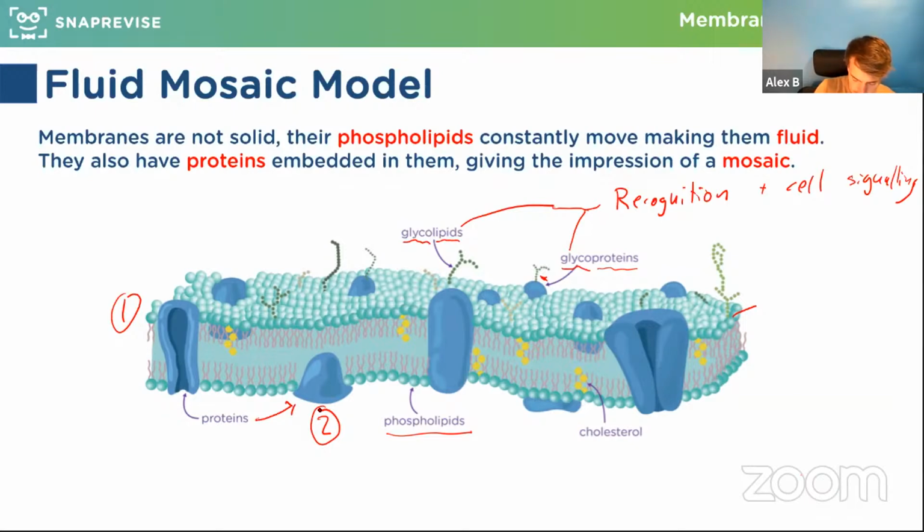So yeah, we call these ones that span the whole membrane. So they go the whole way across, therefore they're good for things like channel proteins. We call these integral or intrinsic.